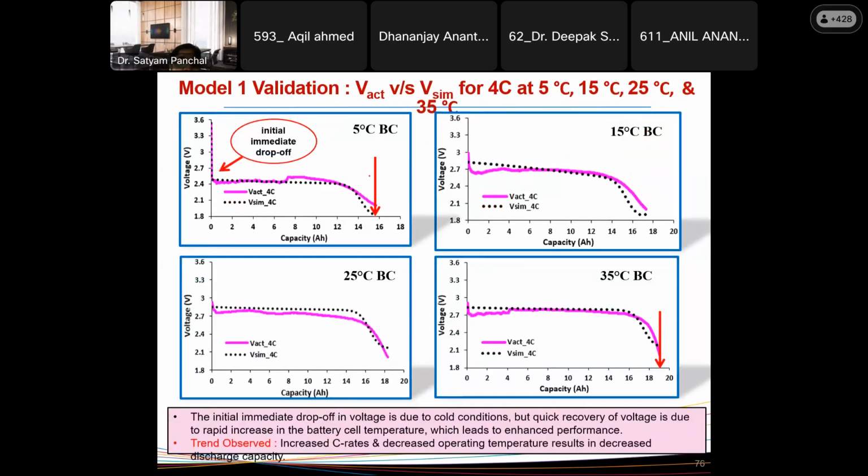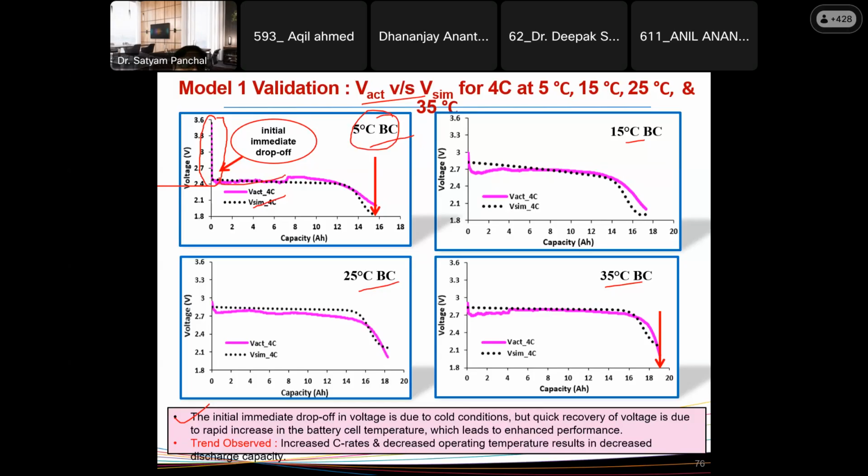Again, voltage validation, so actual versus simulated for 5 degree, 15, 25 and 35 degree. And here you can see the initial sudden drop of the voltage, and that is there only because of the cold climate condition, because the outside temperature was 5 degree, but it quickly recovers.